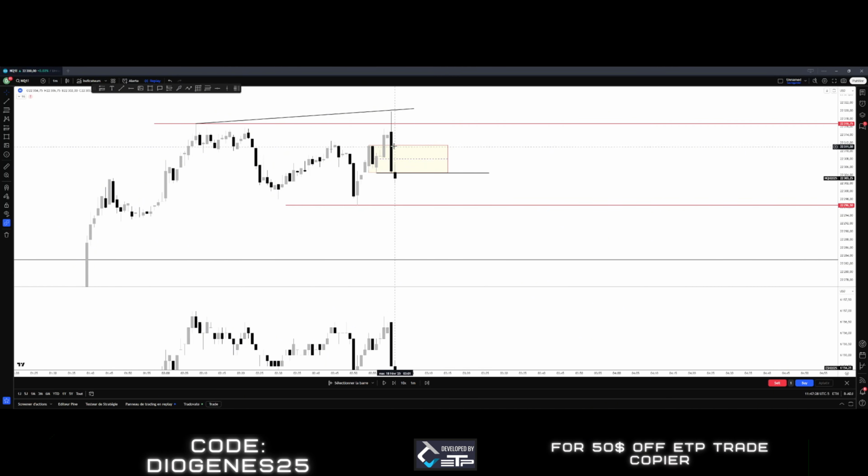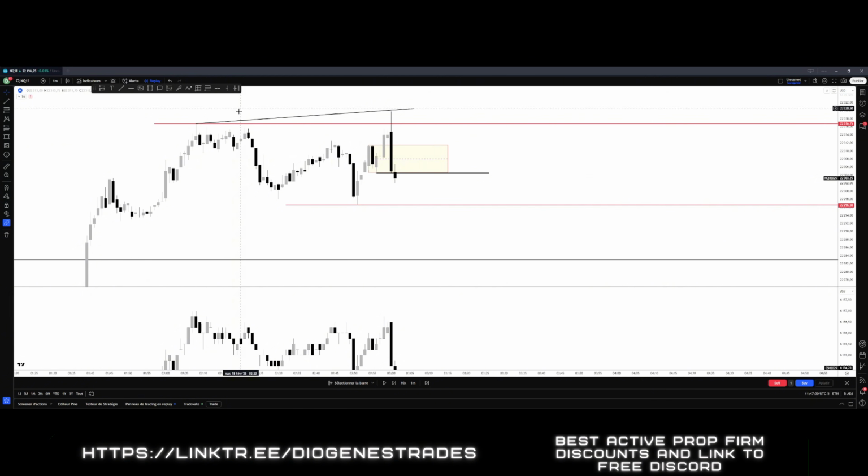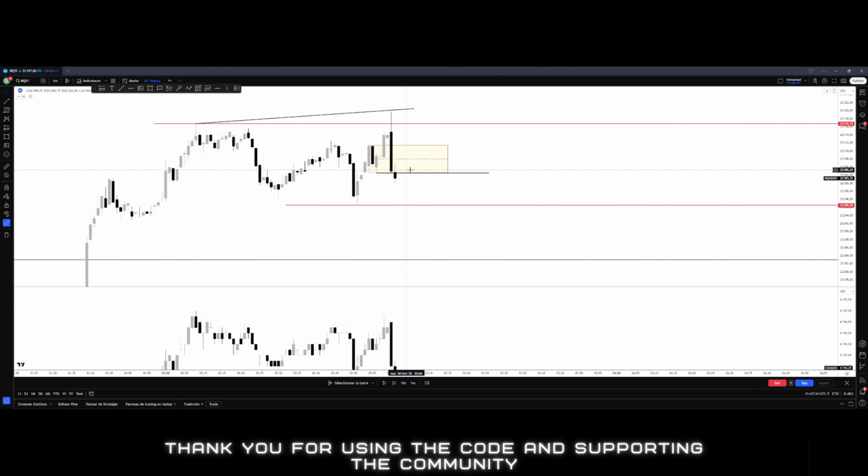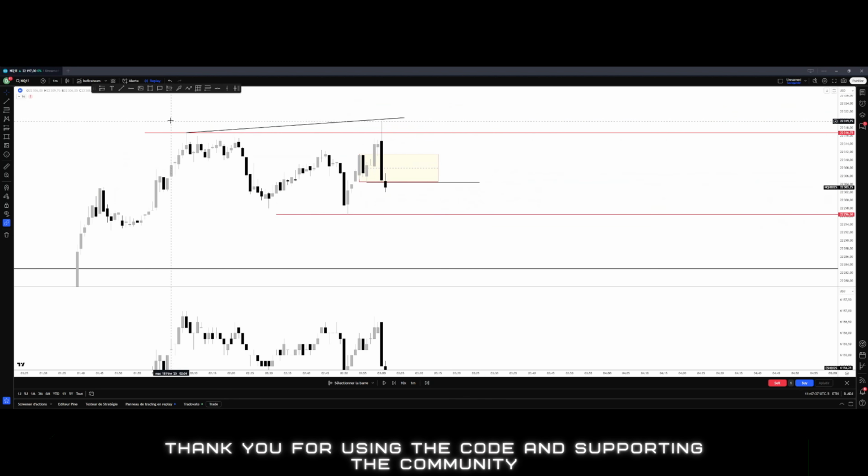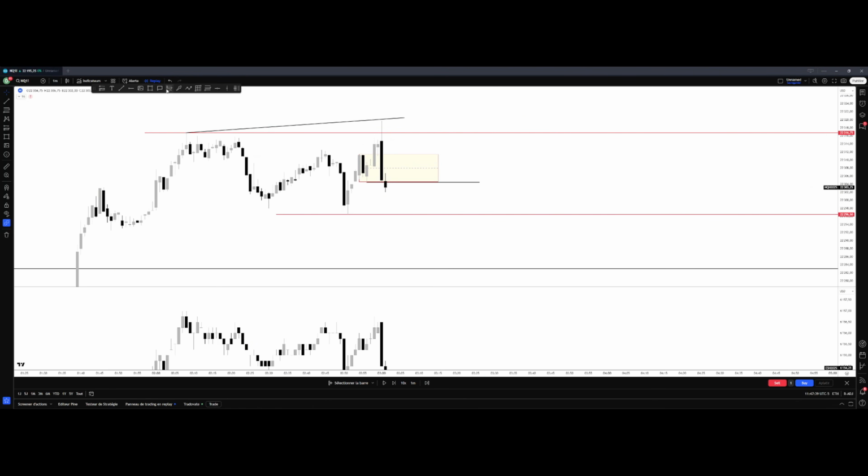PD arrays violated here, which indicates that order flow is no longer bullish, right? So now we have turned bearish. So what to do? Okay, in this case, what I like to do, right?